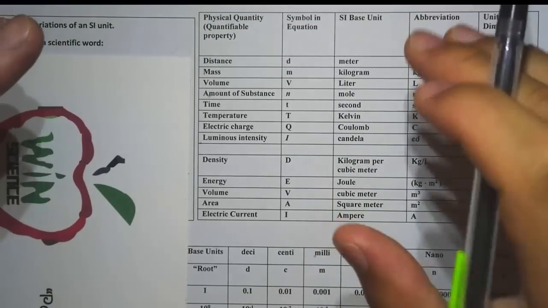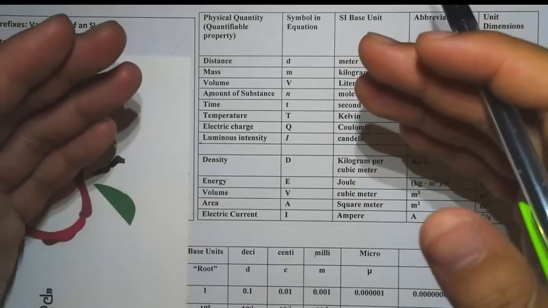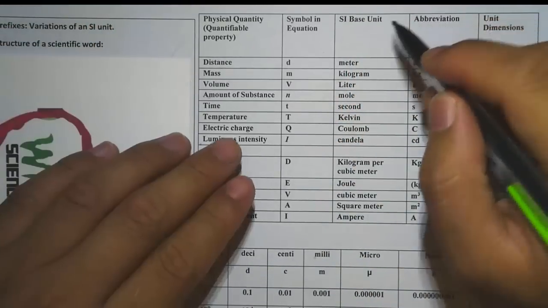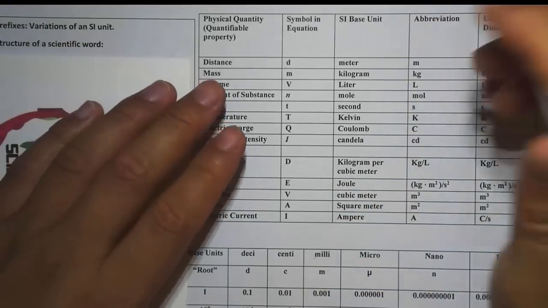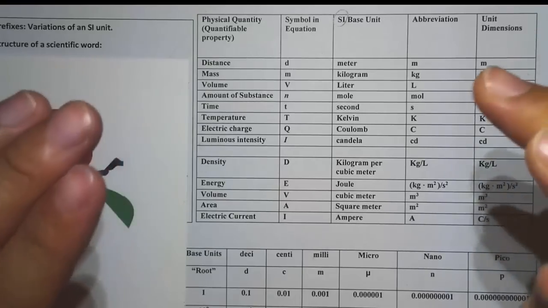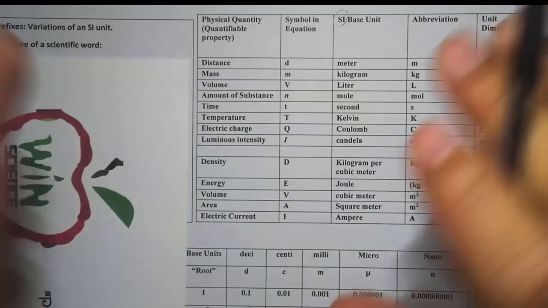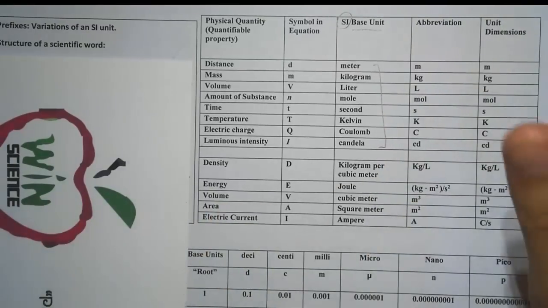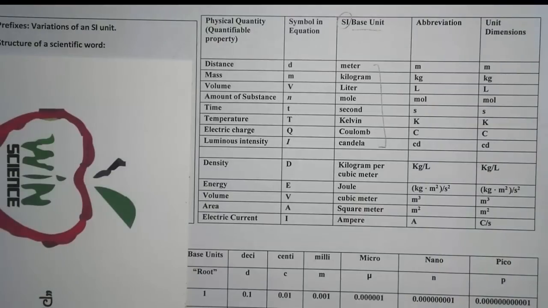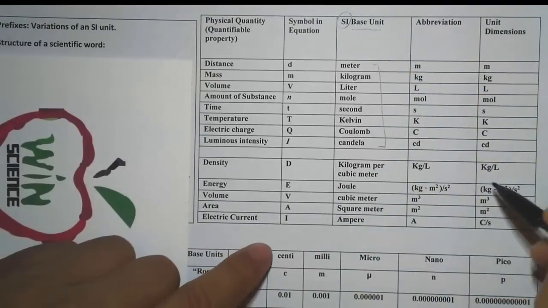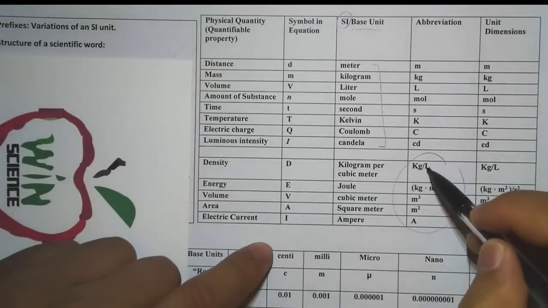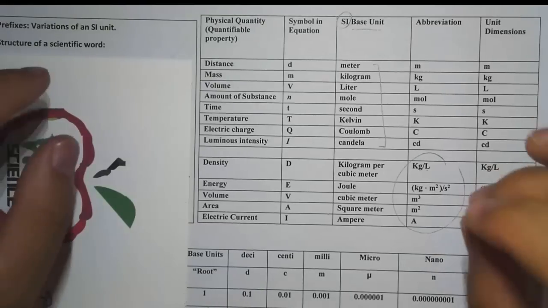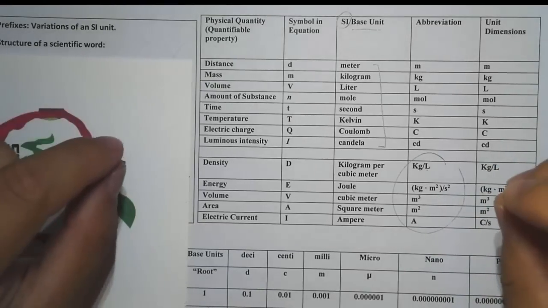In the previous lesson, we learned that scientists use a system of units called the International System, and the abbreviation for the name of that system is SI. We learned that all the units in the SI system are made from the base units, and there are 8 base units. From the base units, we have the derived units that are made of one or more SI base units. In this lesson, we are going to learn the variation of an SI unit.